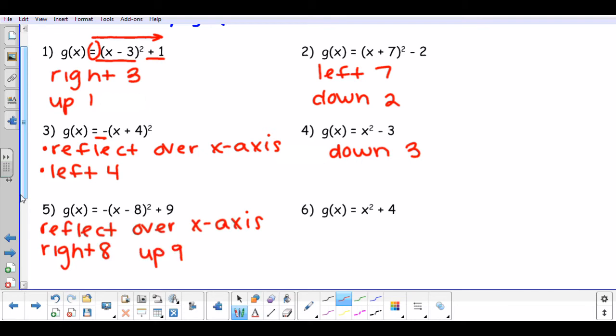In number 6, I have a similar problem to the one I had in number 4. So I have no parentheses again. I have no negative sign in front either. So I just have a plus 4, which means I'm going to be going up 4.